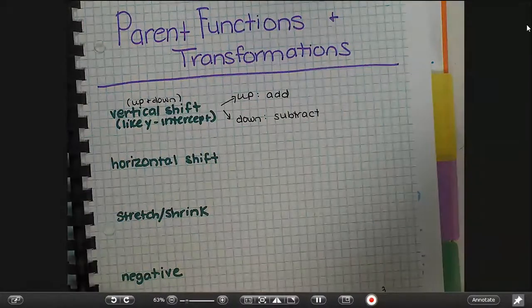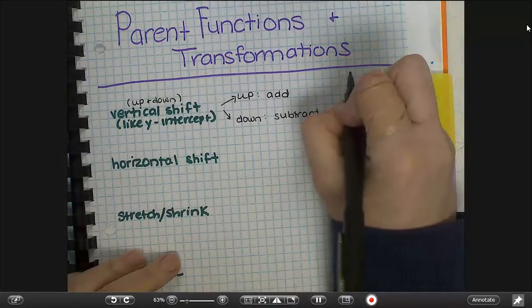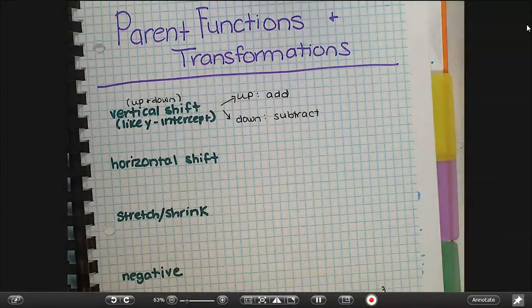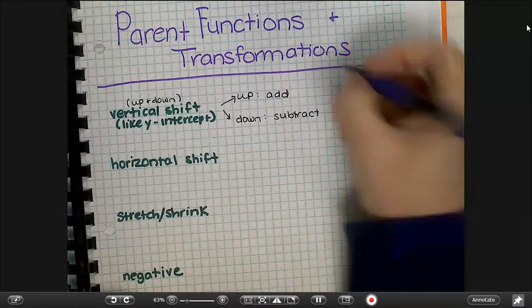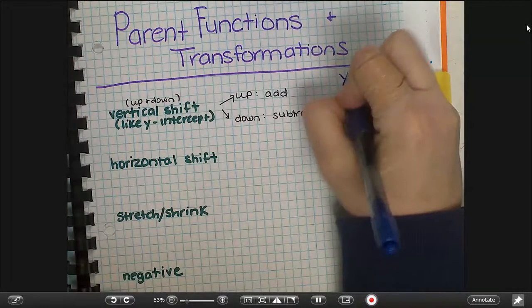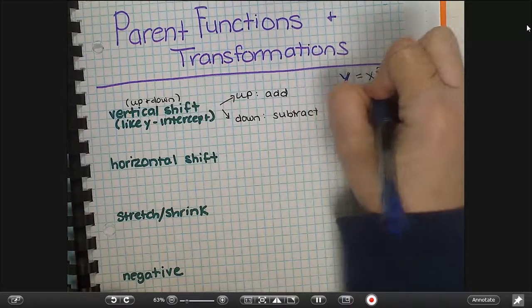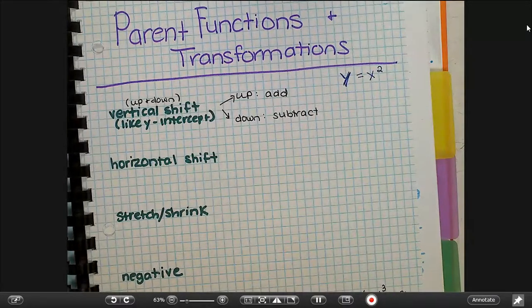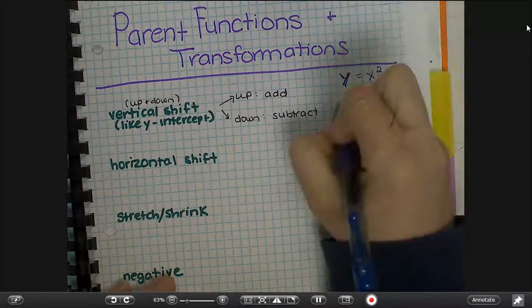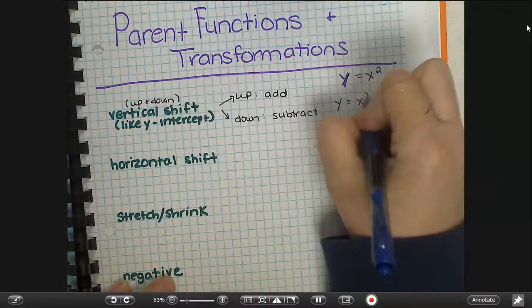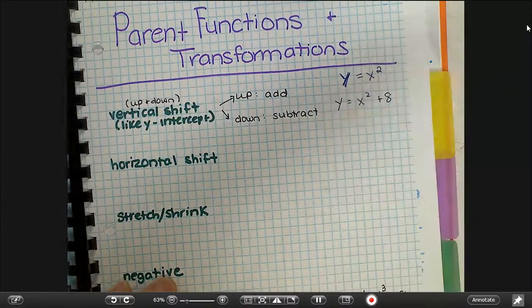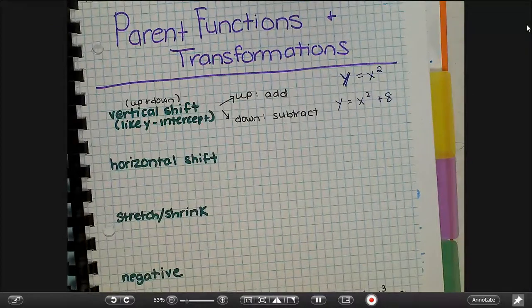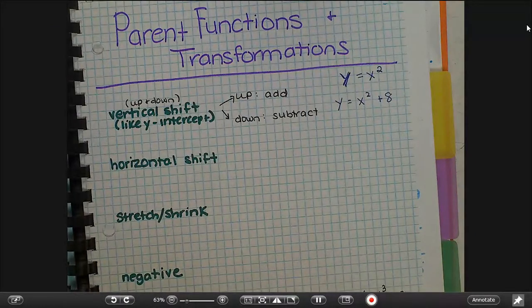So for example, I'm just going to make up one of them here over on the side. If we had our parent function y equals x squared, and we want to move that graph up, we would do y equals x squared plus, say, 8. Okay, so that takes the y equals x squared graph and moves it up 8 spots.